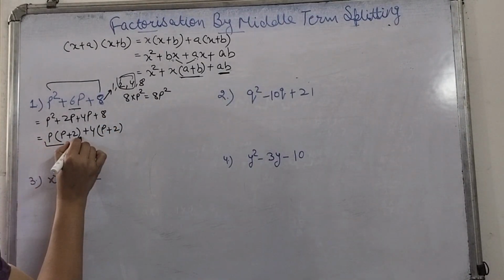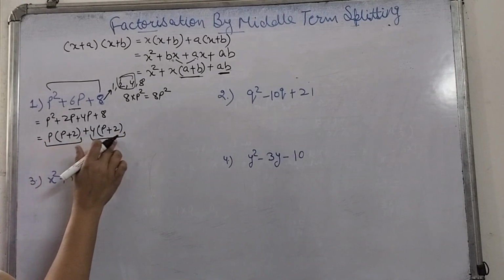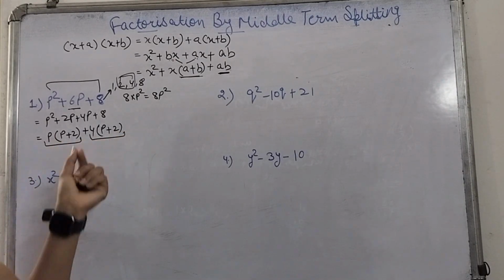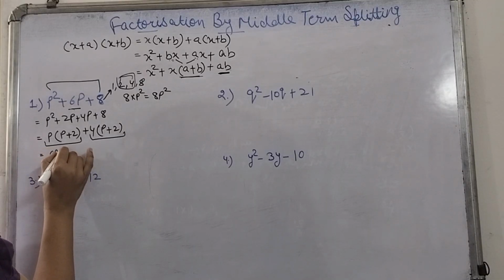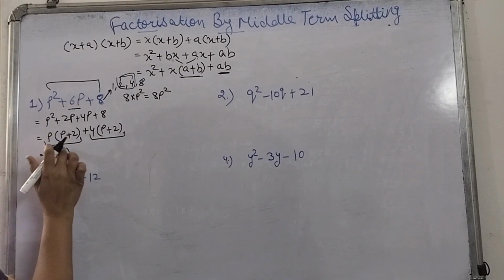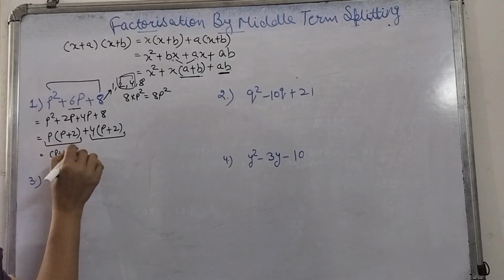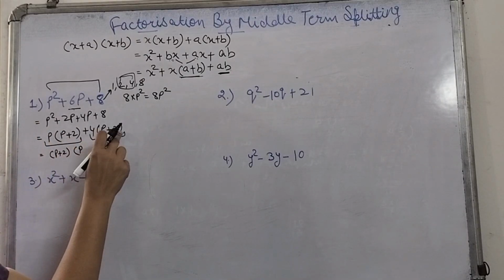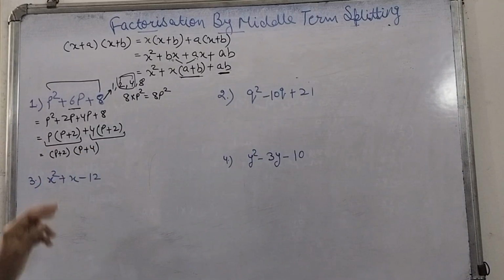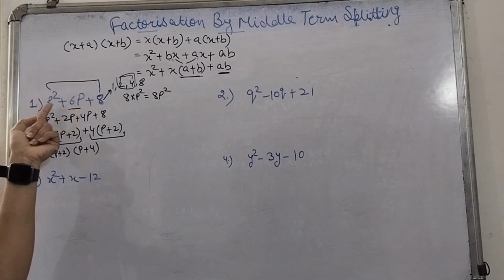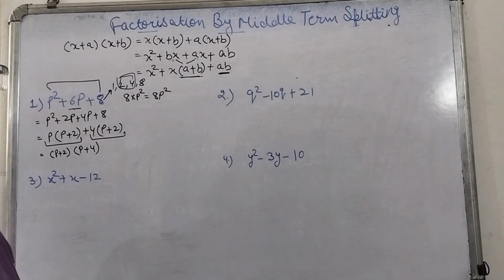Now this is one term and this is one term. In these two terms we can see that p plus 2 is common. So we will take p plus 2 common from both terms. If p plus 2 is common from this term, the remaining is p, and p plus 2 taken common from here, it will be plus 4. So this will be the factorization of p square plus 6p plus 8.